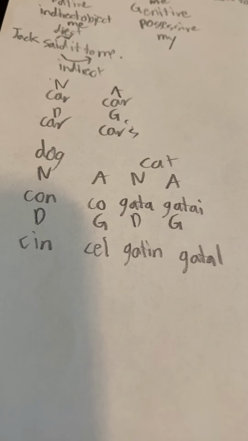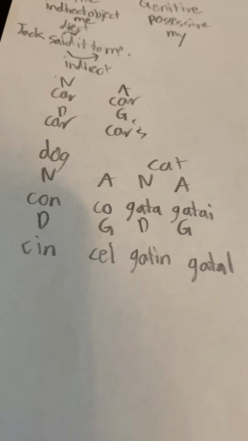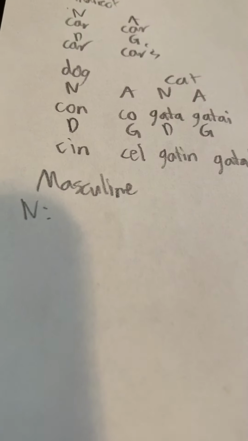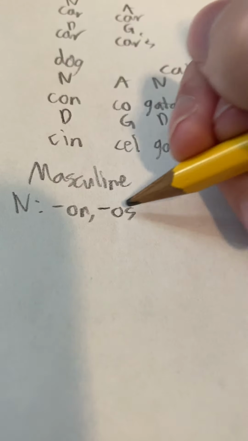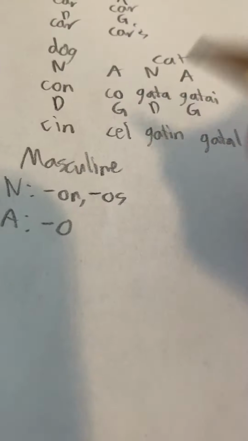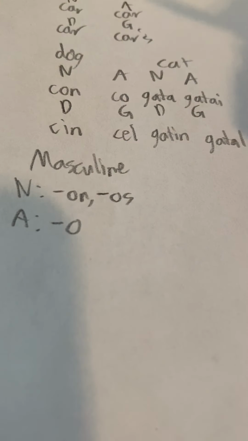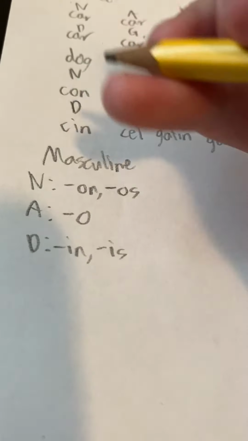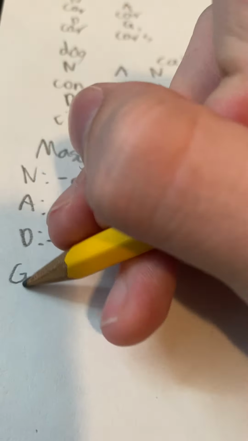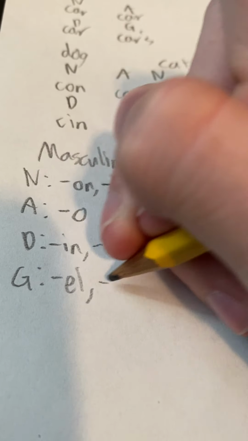So, yeah, you really just have to memorize the endings. The masculine endings are, for nominative, on and os. This is for plural. For accusative, it is o. Notice there's no plural. Don't worry about that, I'll get into that. Then dative is in and is. Keep in mind these ones are plural. And then genitive is l and n.